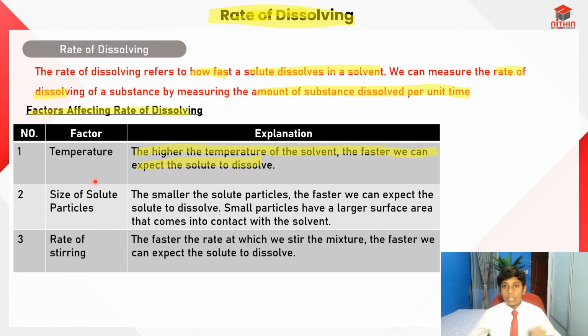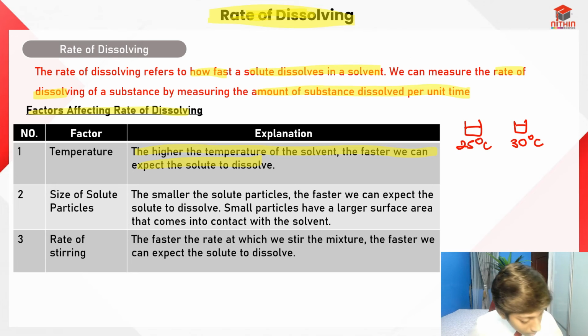Okay, so the next factor, size of the solute particles. This has a big effect on the rate of dissolving. Let's take the same example. Let me draw it out. 25 degrees Celsius, and this one 30 degrees Celsius. Here we have big sugar particles, and here we have small sugar particles. The big ones will take a longer time to dissolve. Or let's take out the temperature. Let's just say that both of them are 30 degrees, then only it will be fair.